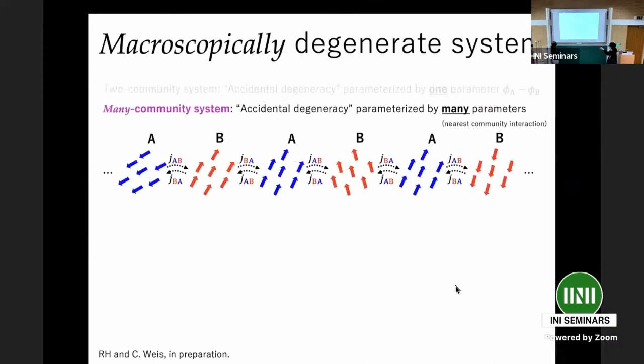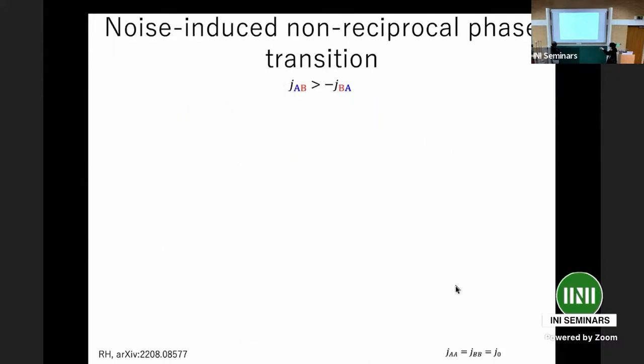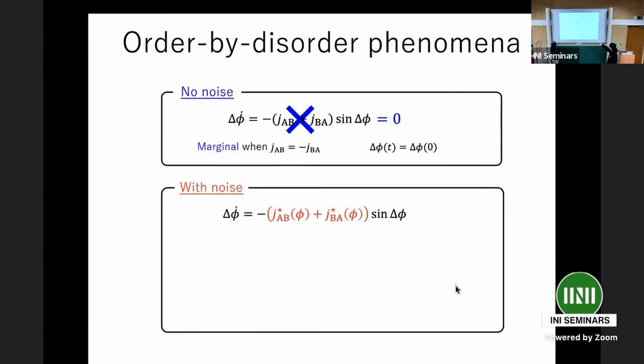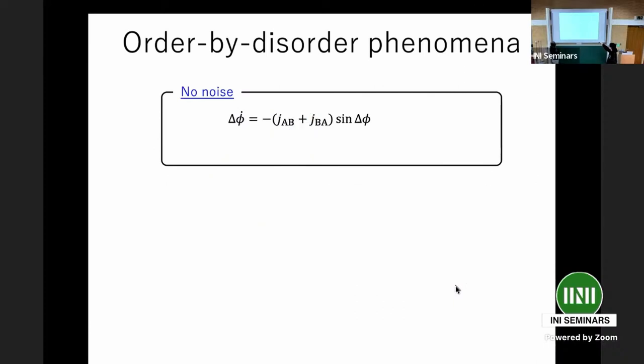Yeah, so that's all the expression I got. Because of this renormalization, I get this additional quantity, and now there is a new fixed point. If I didn't emphasize it: in the absence of the noise, and if JAB was not equal to JBA, all you can get is delta phi equals zero or delta phi equals pi. So you don't have any chiral phase in this case.